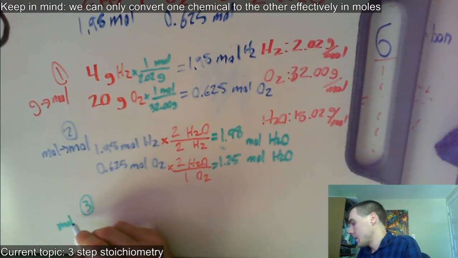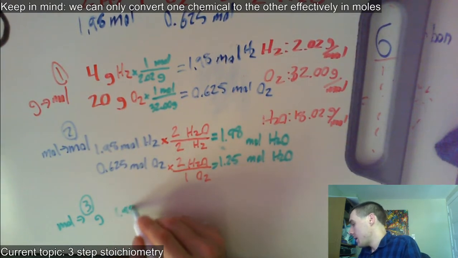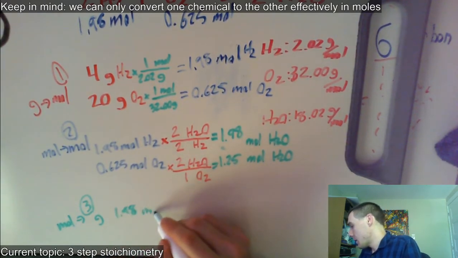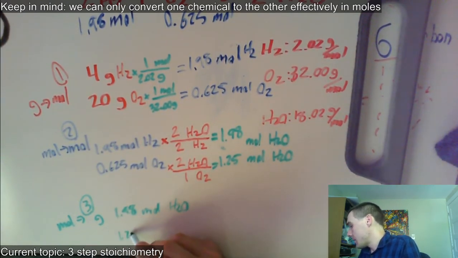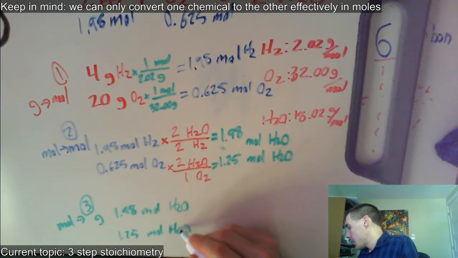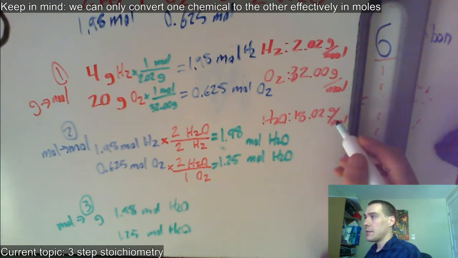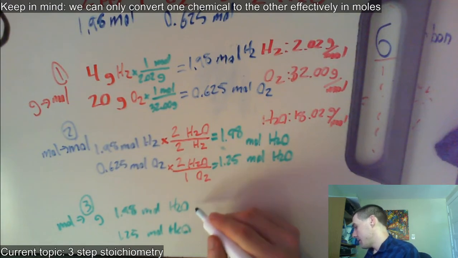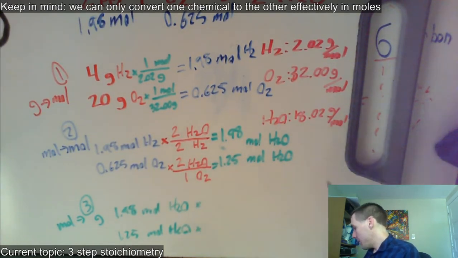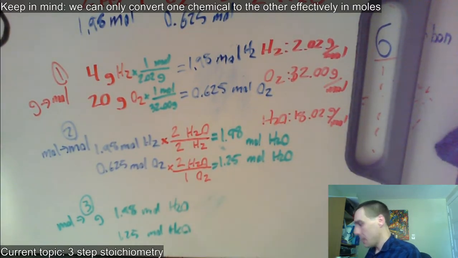So moles to grams, we have 1.98 moles of H2O and 1.25 moles of H2O. In this case, we know that water is 18.02 grams per mole. That was given. And we are going to multiply by 18.0. Oh wait, I need to change my color here.